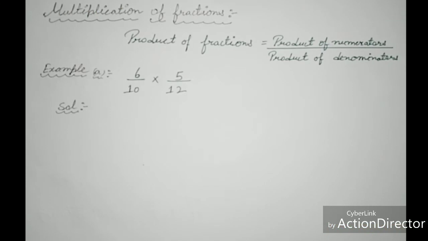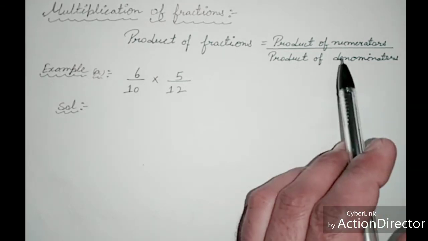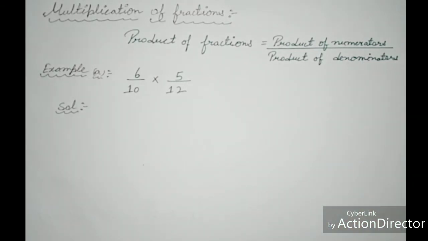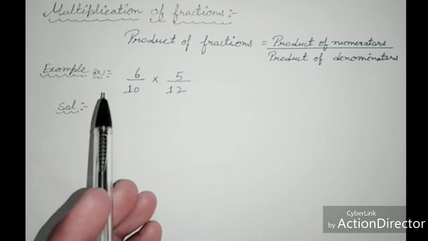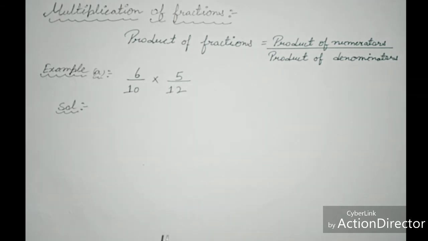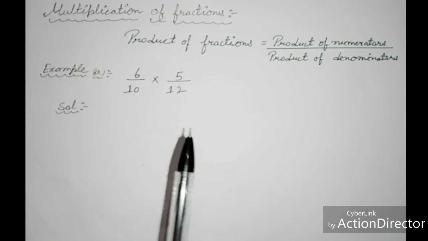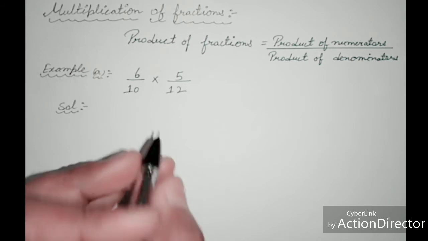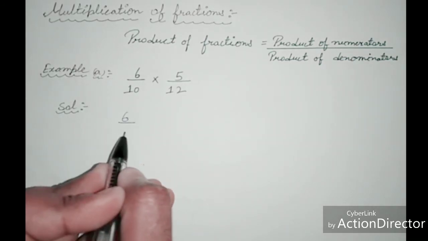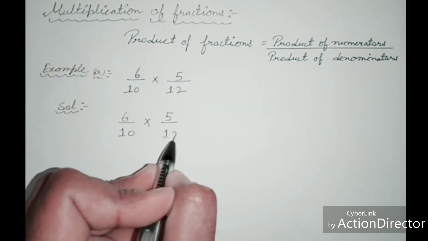Here I solved some examples related to multiplication of fractions. Product of fractions equals product of numerators upon product of denominators. Here example number A, 6 upon 10 multiplied by 5 upon 12. So here if the denominator and the numerator divide by any number, we divide both numbers. Now 6 upon 10 multiply by 5 upon 12.